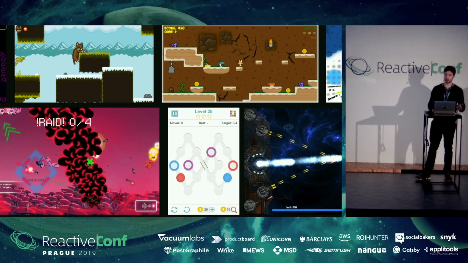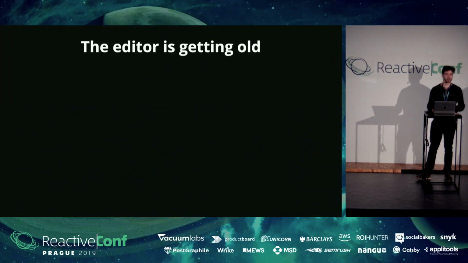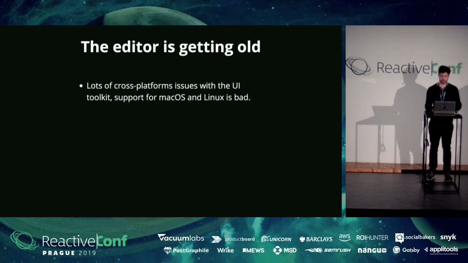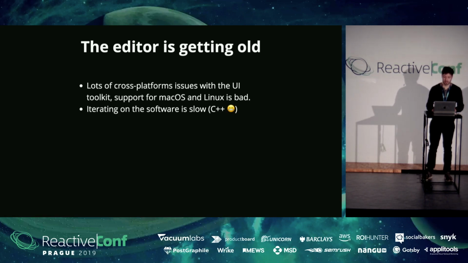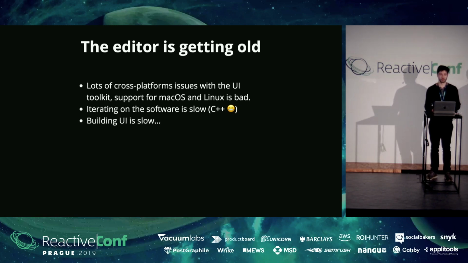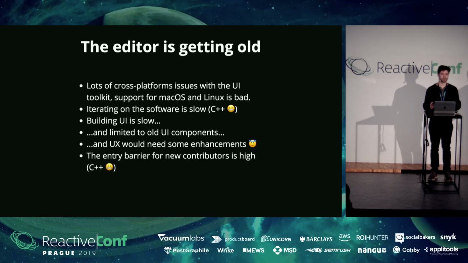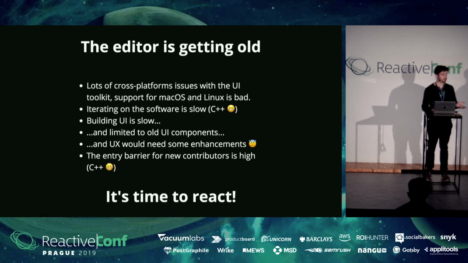Things were going all right, but at some point, the whole editor was getting quite old. I had lots of cross-platform issues with the UI toolkit, and especially on macOS and Linux, things were crashing from time to time. And iterating on the software was quite slow with C++. Building the UI was slow, and I was limited to old UI components, the native ones. And honestly, the UX needed quite a lot of enhancements. And also, the entry barrier for new contributors was quite high, C++ again. So it was time for me to react.